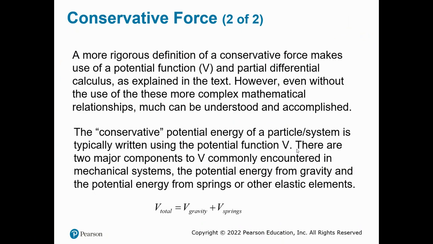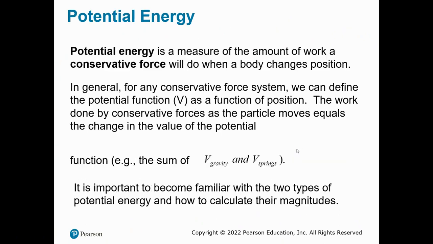A more rigorous definition of a conservative force makes use of a potential function V in partial differential calculus, as explained here. However, even without the use of these more complicated mathematical relationships, much can be understood and accomplished. The conservative potential energy of a particle system is typically written using the potential function V. There are two major components of V commonly encountered in mechanical systems: the potential energy from gravity and the potential energy from springs or other elastic elements.